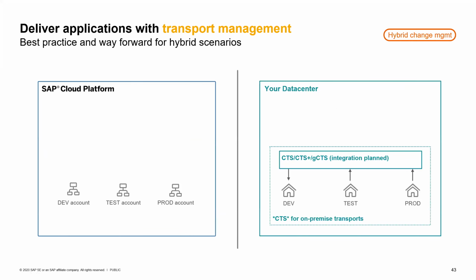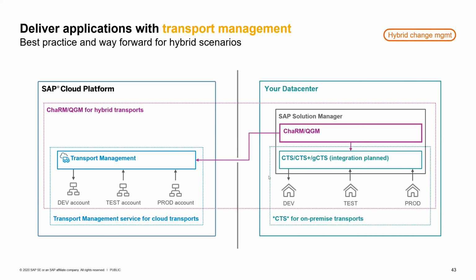Okay, so this is again, how does all of this work together? So in your data center, you could have the SAP Solution Manager with Charm and Quality Gate Management, and also for CTS Plus, CTS and GCTS and so on. And you could have an integration also from Charm to the Transport Management Service. For GCTS, the integration into Charm and Quality Gate Management is not yet there. That's why it says integration planned.